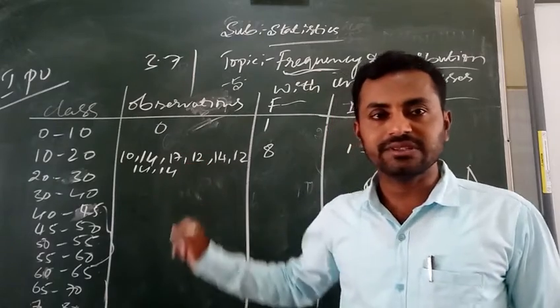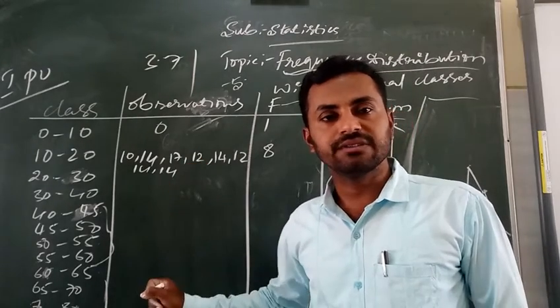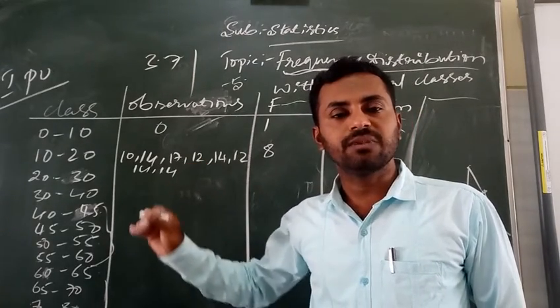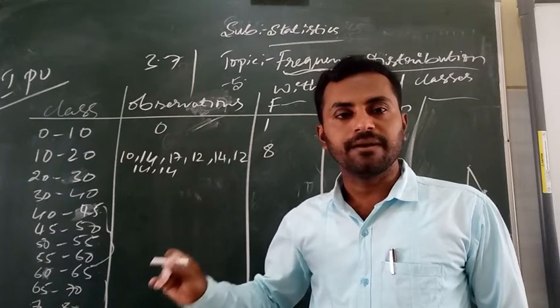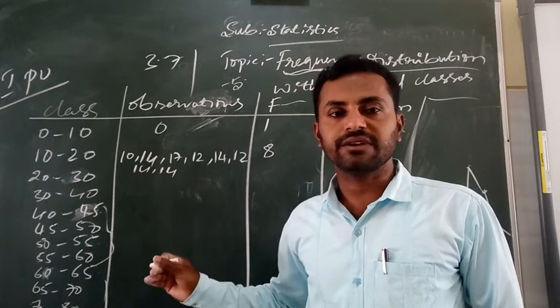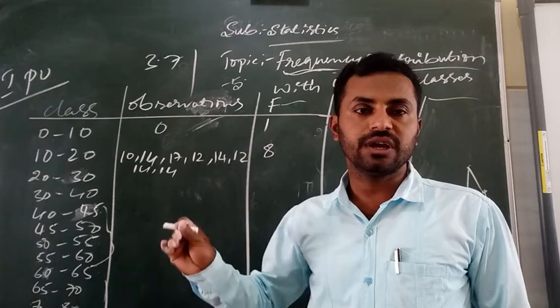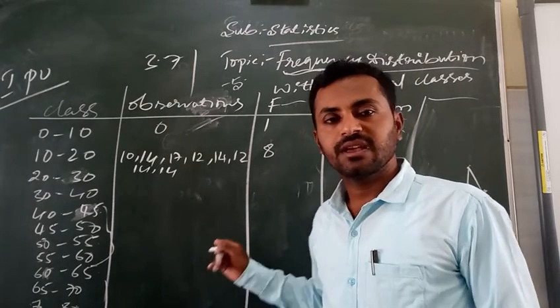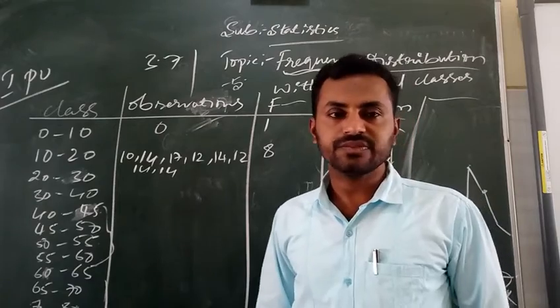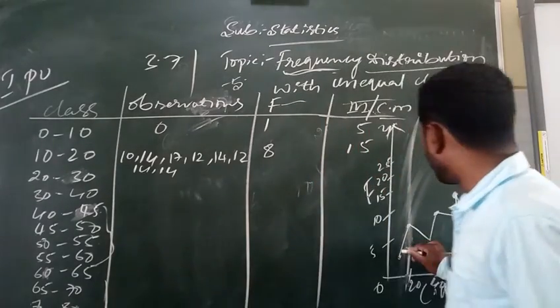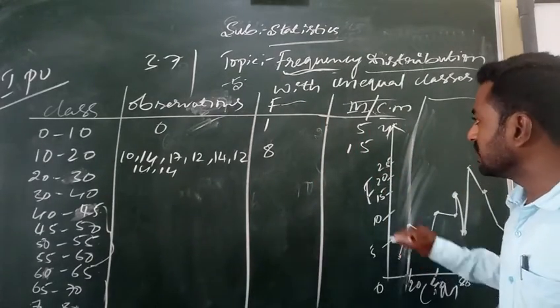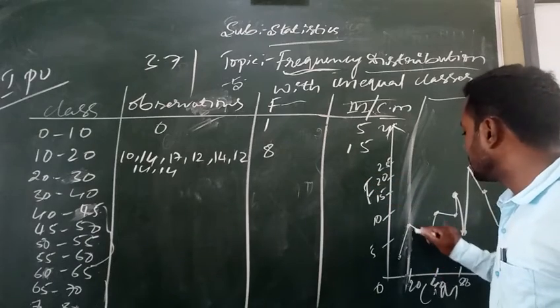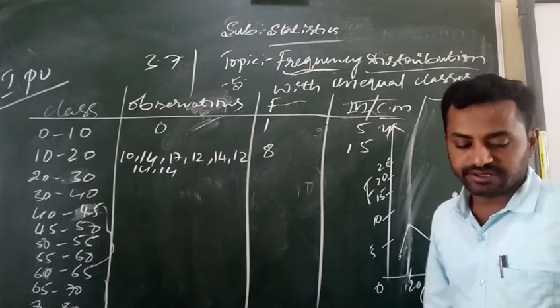Then how we construct a frequency curve: with the help of the class mark and frequency we will draw the frequency curve. In the OY vertical axis we measure frequency, then in the OX horizontal axis we measure class mark. Plot both as points, one frequency and then midpoint, and like that we will draw the frequency curve.